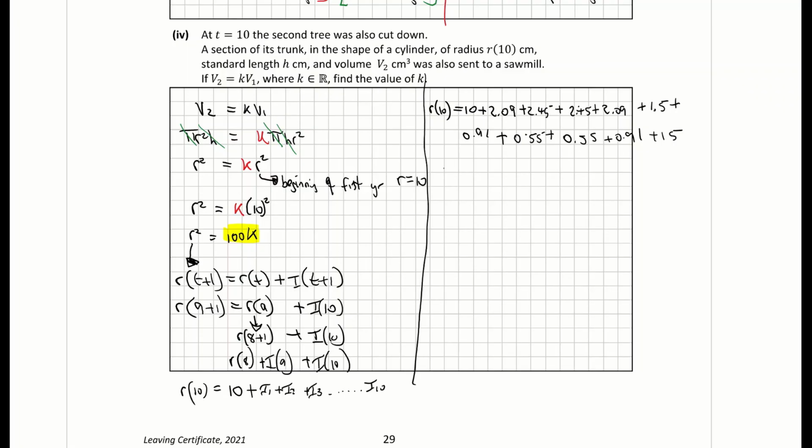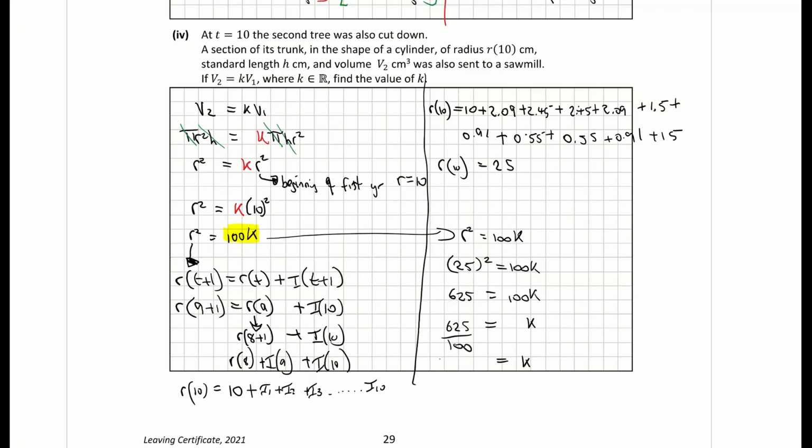Okay, when I add them together in my calculator, I get a radius total of 25. So therefore, remember from this part here, r squared is equal to 100k. I've now got r to be 25, so 25 squared is equal to 100k. 25 multiplied by 25 is 625, which is equal to 100k. And to solve for k, I divide both sides by 100. So that's getting me k is equal to 6.25. Now, like I said, there's probably different ways of doing it, but that's how I spotted it.